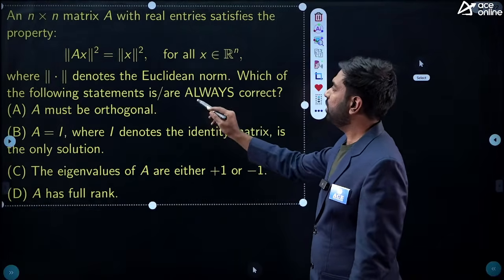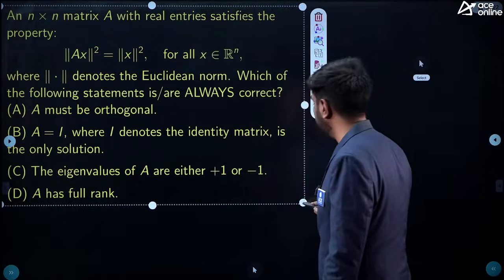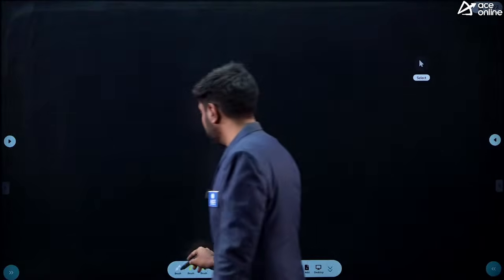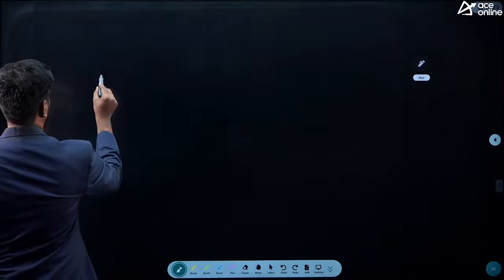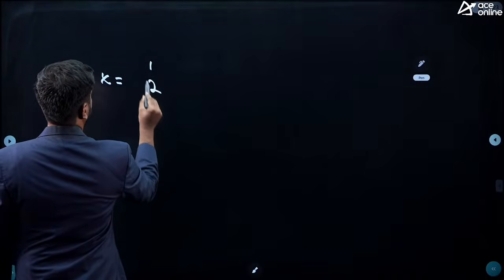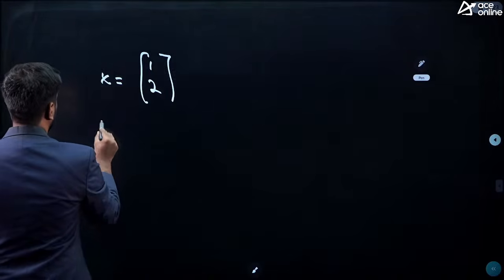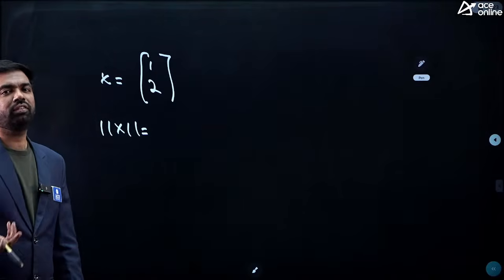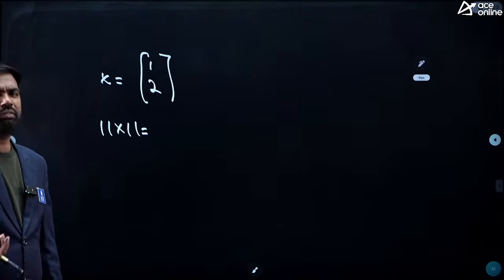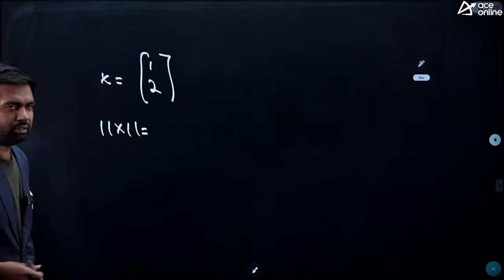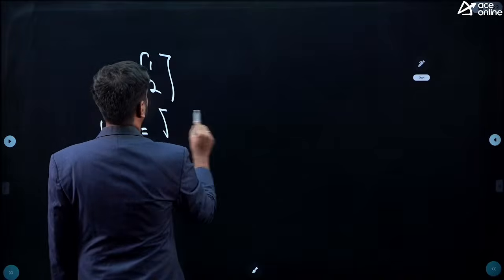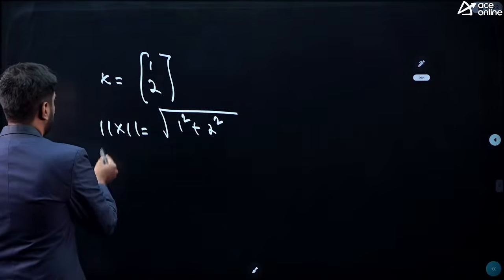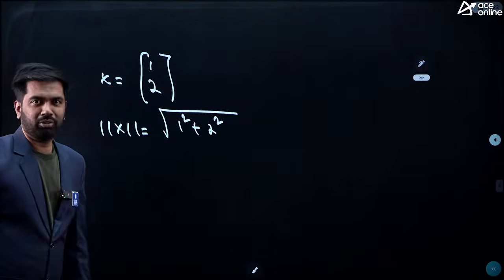Students, you should know what the Euclidean norm is. So let me explain what the Euclidean norm is, and then I'll come back to this question. Suppose I give you a vector like this, and I ask you what is its Euclidean norm. Basically, you are finding the length of the vector from the origin, or in simple words, the distance from the origin to that point. So how do you find it? It is the root of 1 square plus 2 square. So this is basically called the Euclidean norm.